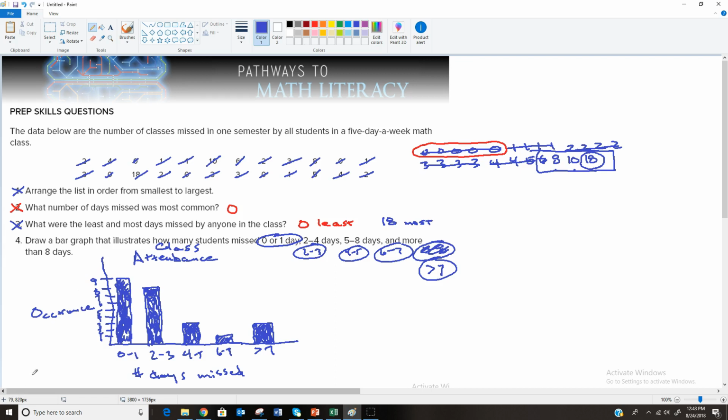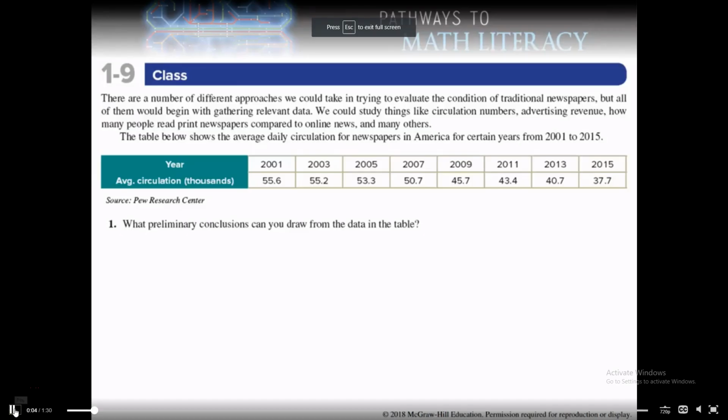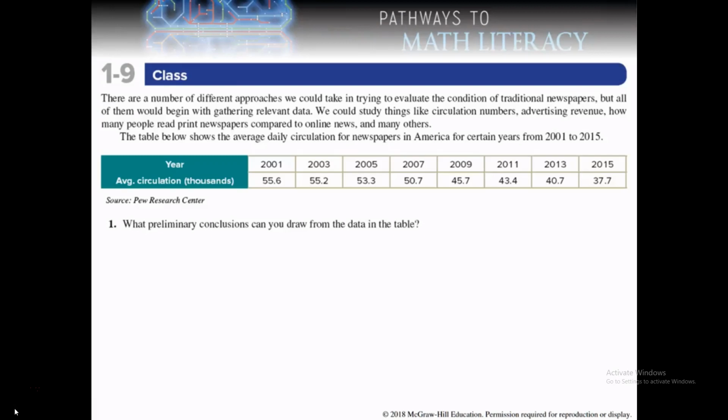So at this point I'm going to switch over to the class lesson, and we'll pick up from there. Here we're given some data about average daily circulation for newspapers, and number 1 asks us to look at that table and determine some preliminary conclusions. Well, looking at that, I think the most obvious thing is that over those 15 or so years, the average circulation definitely seems to be declining.